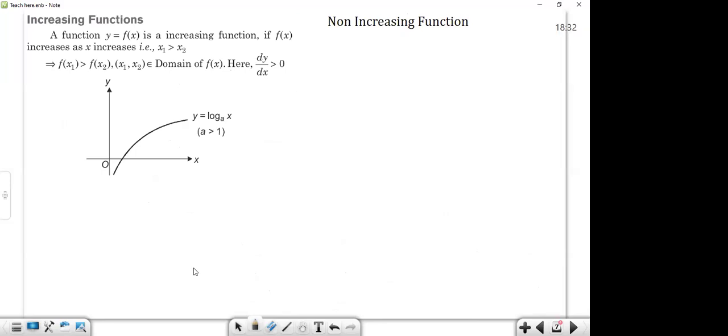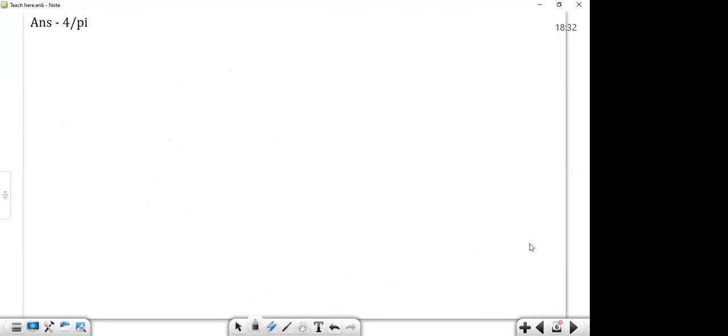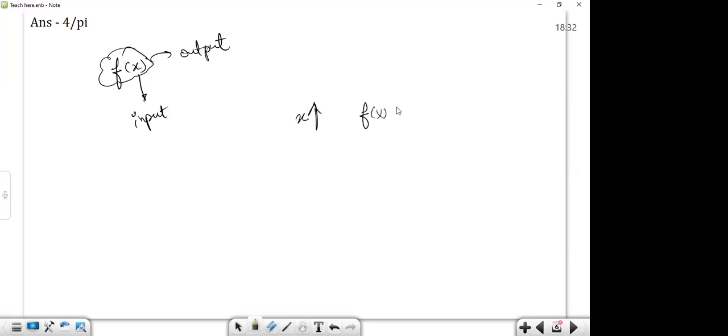Let's discuss increasing functions. First let's talk about the basics of a function. What is a function? This is the input, and this whole value will give us some output. If we are discussing an increasing function, then if we increase the input and f(x), the output, increases, that's how in a nutshell we can call it an increasing function.